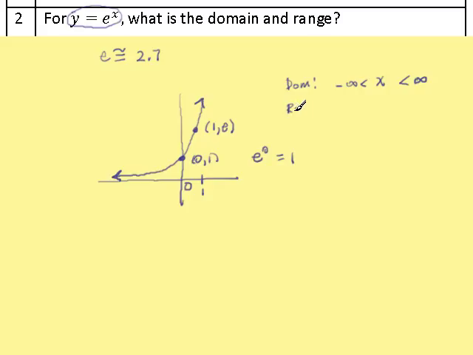And the range. Now we're looking at the up-down direction, how far up the graph goes and how far down. Well, the graph goes up to infinity, we see here. And we see the graph does not go all the way down. It stays above y equals 0, the x-axis. So the range is y greater than 0. The same as the domain and range for y equals 2 to the x.